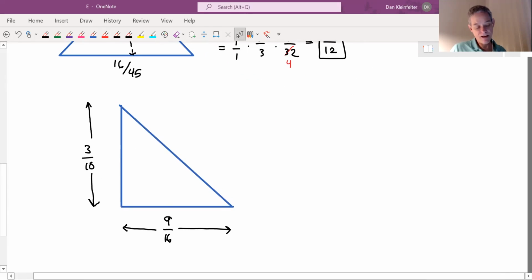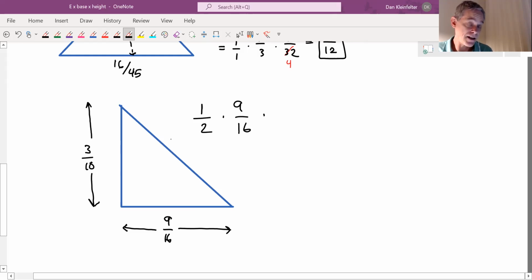Okay, next step, we have a little right triangle. Why don't you pause the video and take a moment, try to find the area of this triangle, and then restart the video and see how you did. Okay, so we have 1/2. The base is 9/16, and then the height is 3/10.